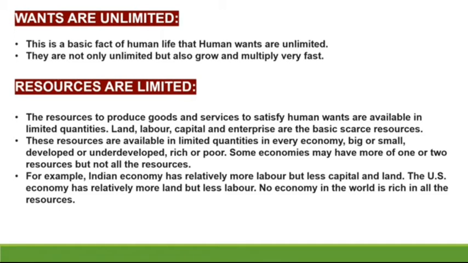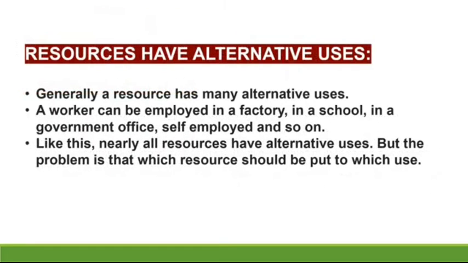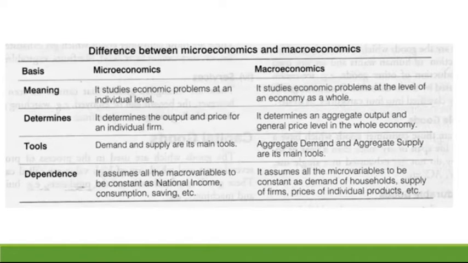Now, next and the last problem is that resources have alternative uses. Generally, a resource has many alternative uses. A worker can be employed in a factory, in a school, in a government office, self-employed, and so on. Like this, nearly all the resources have alternative uses. But the problem is which resource should be put in use. So, after discussing the three problems of economics, let's discuss the differentiation between microeconomics and macroeconomics.